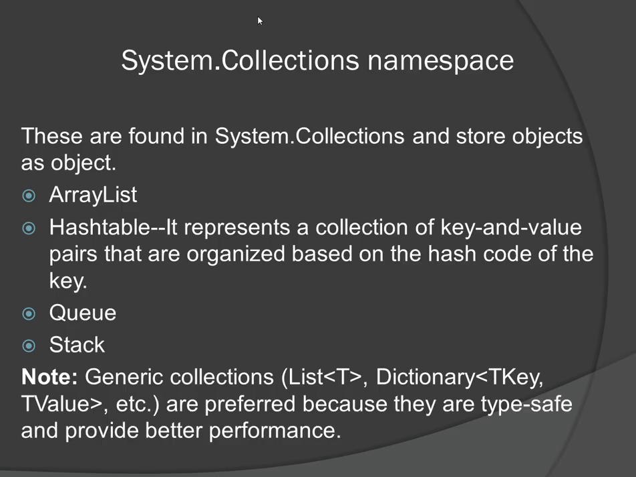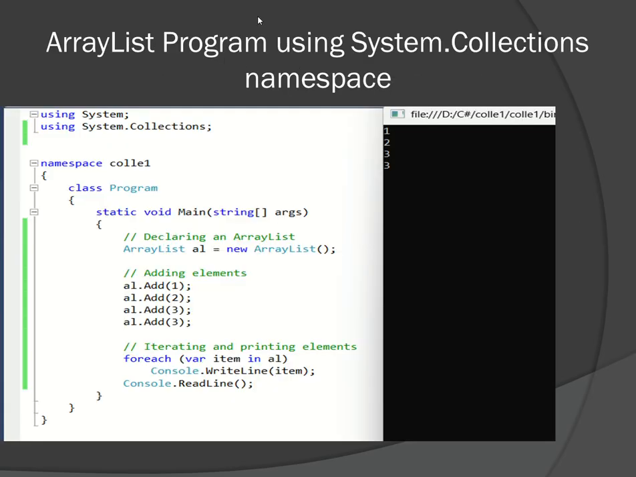Now in this slide I have represented a program for ArrayList, and this is not an example of a generic type. This is a normal class that is present in the System.Collections namespace. In this program, initially I am using the namespaces System and System.Collections. You need to include these namespaces in order to use all the inbuilt classes present in them, right? And execution always starts from Main, you know. So here the first line is ArrayList.